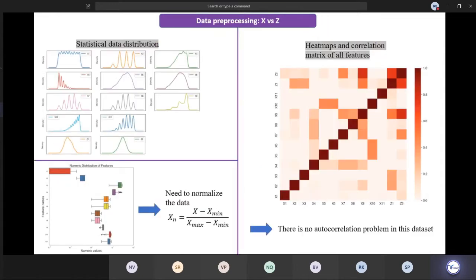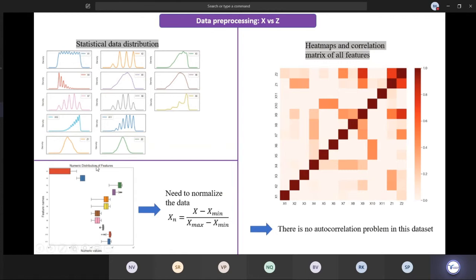Now going to our data preprocessing. X and Z: X is 11 features, Z is Z1 and Z2, which are the cost and the maintenance cost. Here is the statistical data distribution. As you can see, the data is quite normally distributed, but some data have right and left skew. It's not that much, so we don't need to unskew the data. It does not affect much. Actually, it's still okay if we unskew.